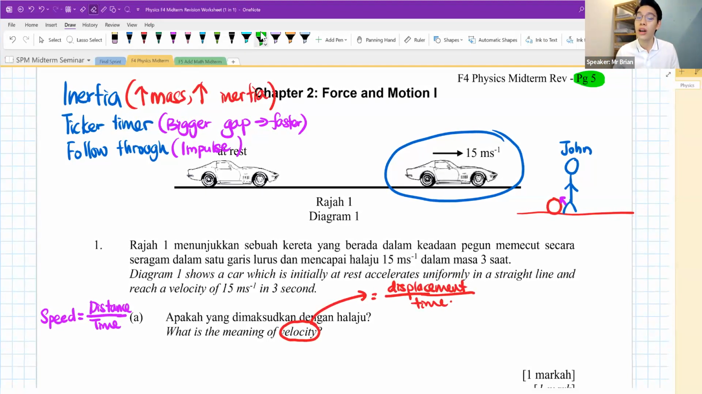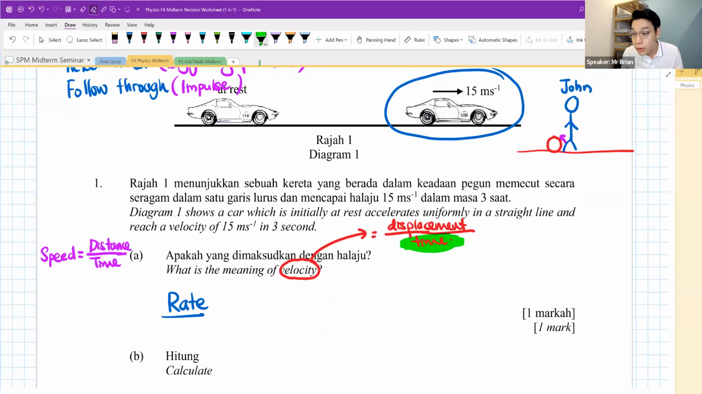Guys, a lot of the time when you see in physics, you see this word time, it usually will tell you that your definition starts with the word rate. What's so special about this word rate? Why does it relate to time? If we talk about the rate of something going, rate is always talking about how fast or how slow. Agree or not?